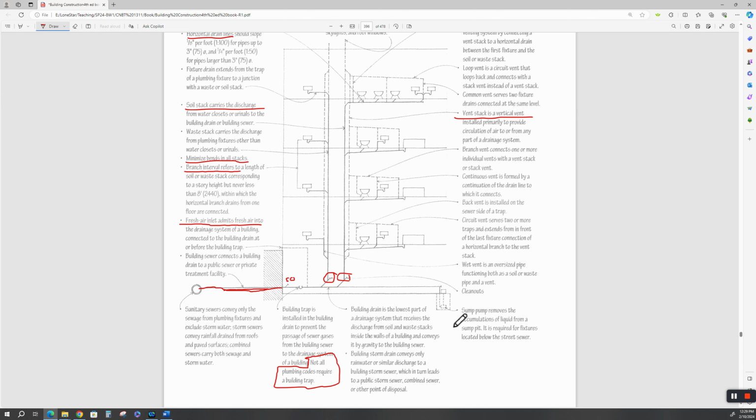Now let's talk about sump. A sump pump removes the accumulations of liquids from a sump pit. Well, okay, you got a sump pit, you got to have a sump pump. It's required for fixtures located below the street sewer. So let's say you had a deep basement, like in some of those downtown buildings in downtown Houston, and out off the Galleria area.